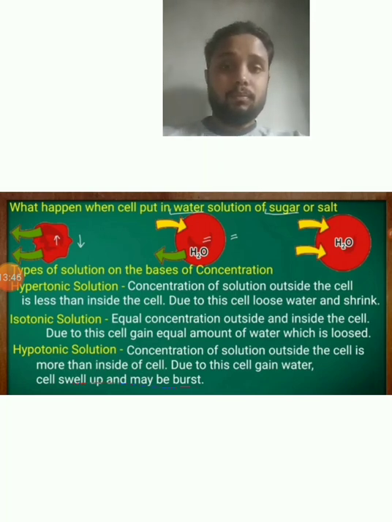Now see, a cell is there. When you put it in water, what will happen? See, according to these three types of solution you can find here: hypertonic solution, isotonic solution, and hypotonic solution. Hypertonic solution is what? Where outside the cell, the concentration of water is less.